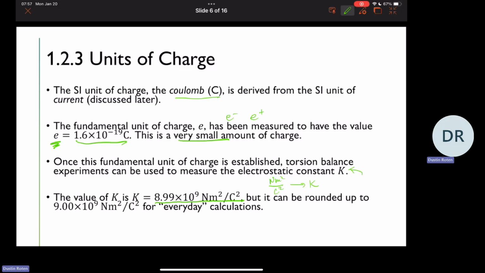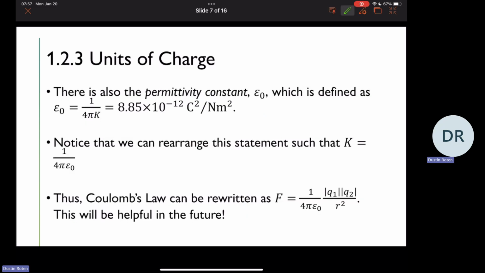Now, a lot of times in our calculations, and what is totally fine to do on the homework problem sets, you can round this up to just 9 times 10 to the ninth. Unless you need something super specific, maybe in a laboratory setting, just rounding this up to 9 is totally fine for everyday calculations. So we'll do that. There's no expectation to remember the 8.99 value out front.